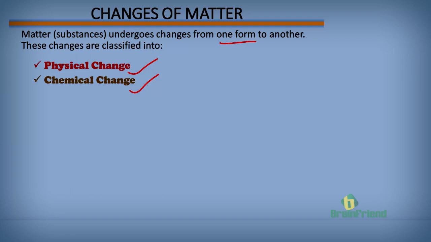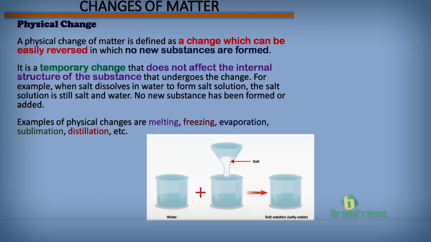Now let us look at the changes that matter can also undergo, and we've also grouped them into physical changes and chemical changes. So when matter undergoes a particular change, when do we call it a physical change and when do we call it a chemical change? Now let us look at what physical change of matter is. A physical change of matter is defined as a change which can be easily reversed, all right, and in which no new substances are formed.